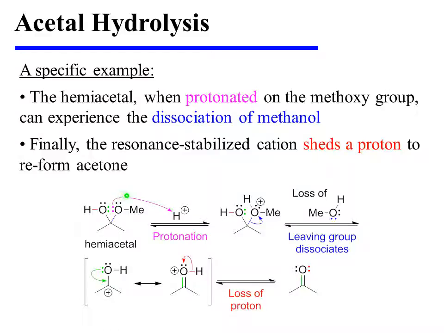When it is protonated on the remaining methoxy group, the hemiacetal can experience the dissociation of a second methanol molecule. This generates another resonance-stabilized cation, which loses a proton to reform acetone.